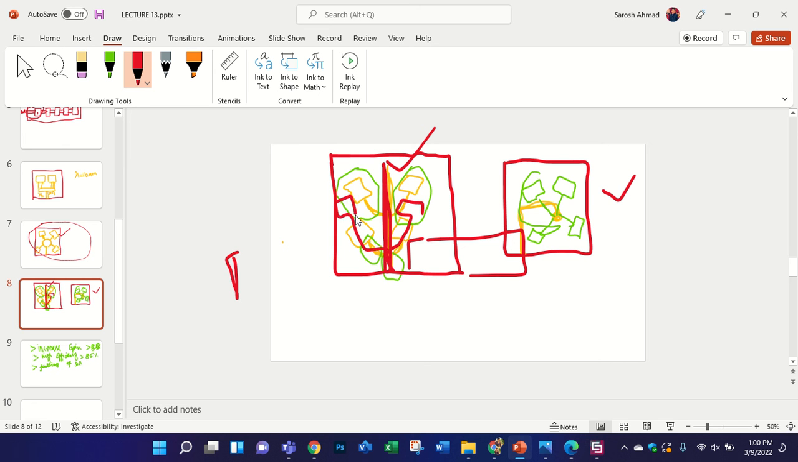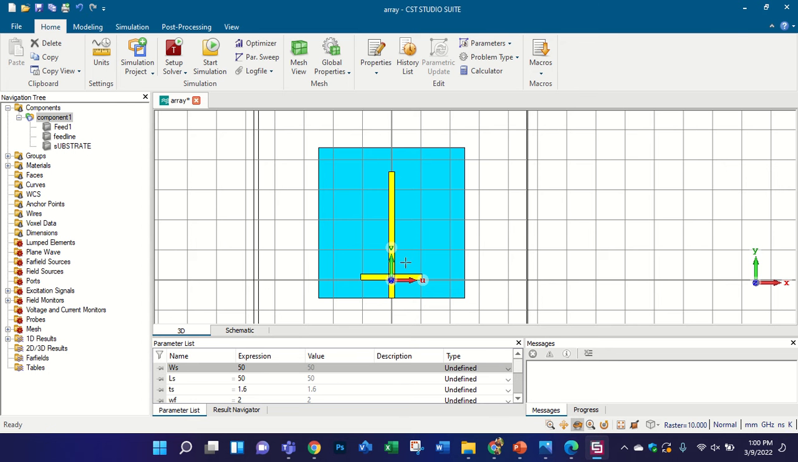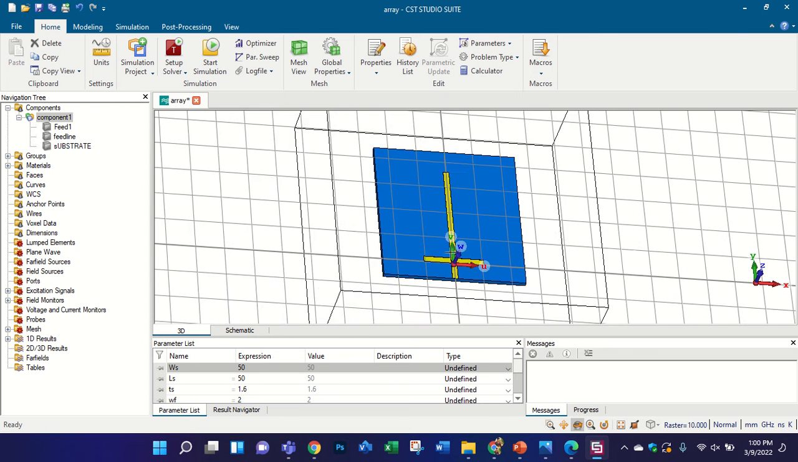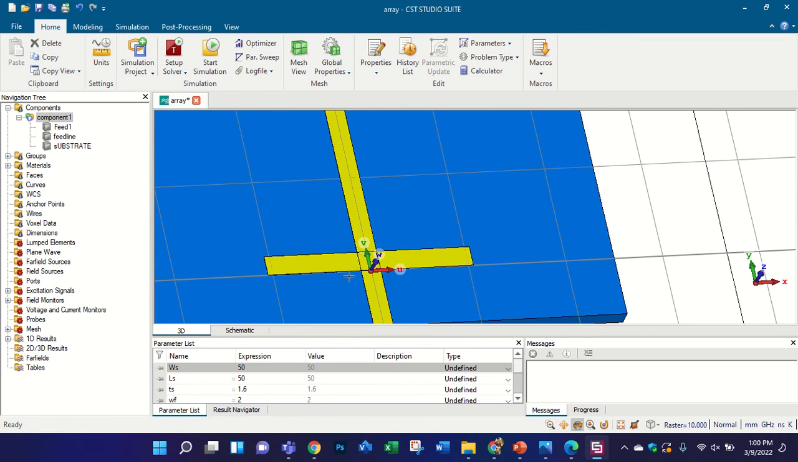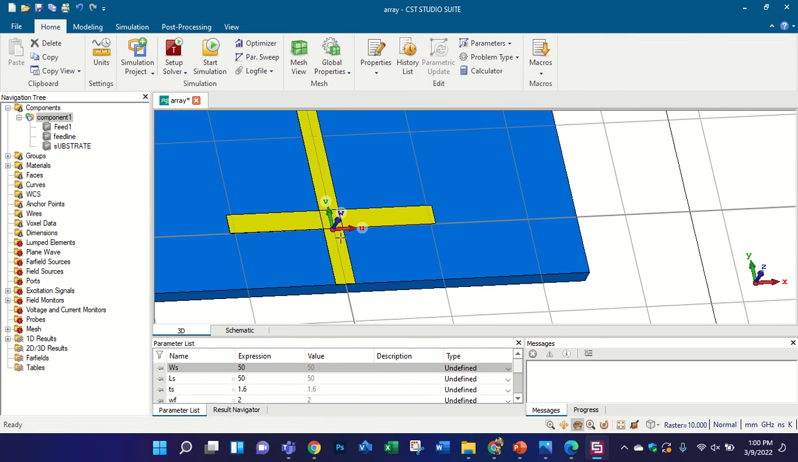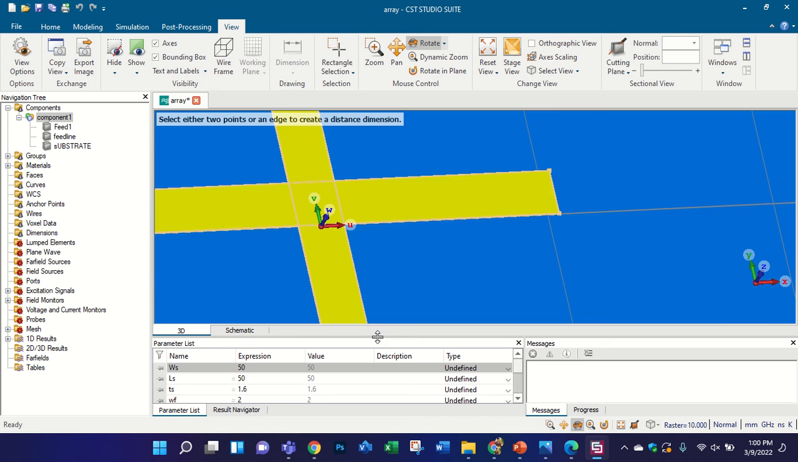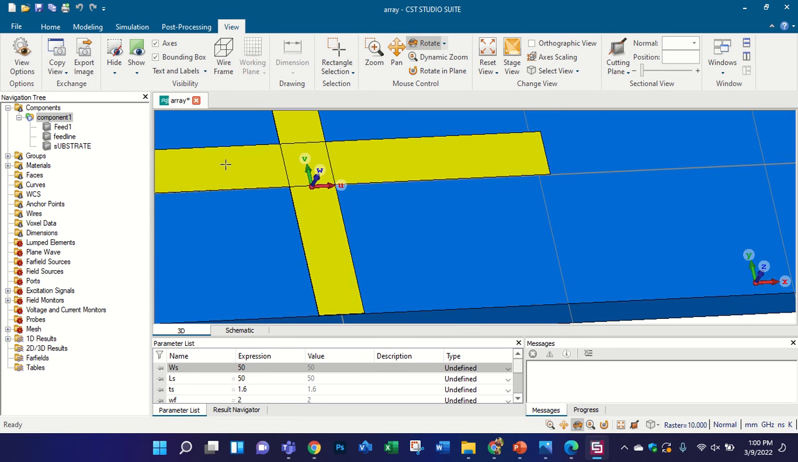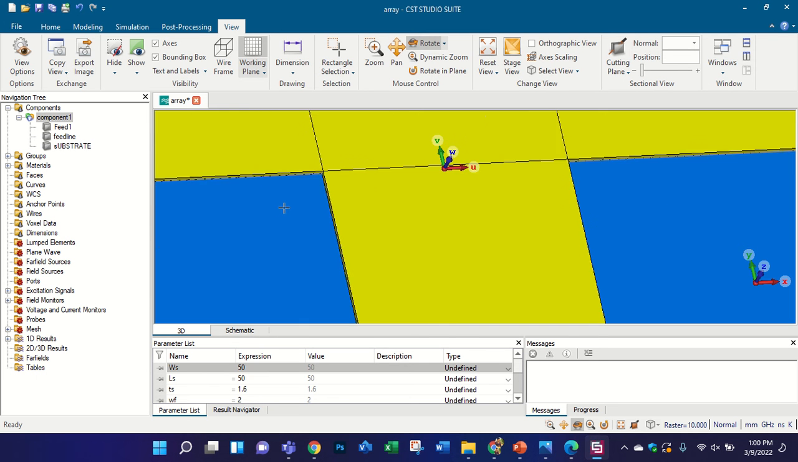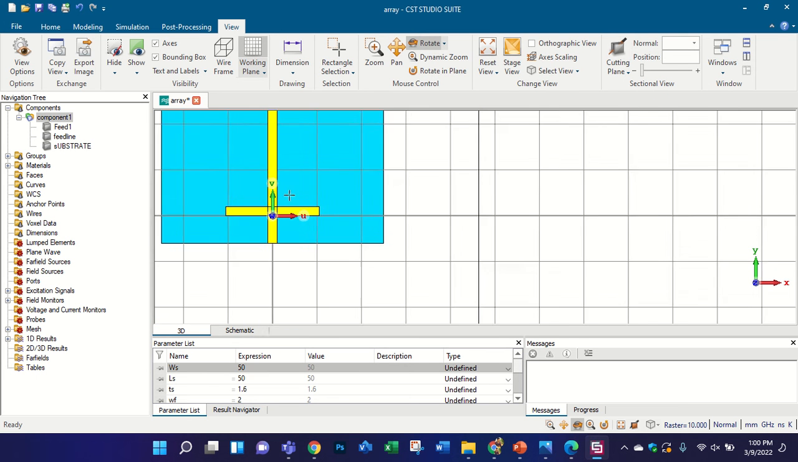So I am going to design this one. You see, this is the feed line, this is the length, and this is the width. The width of the feed line depends on the impedance, but not the length. In an antenna array, you are starting to connect antenna elements here, but mainly it considers the length of the feed line from this point to this point.